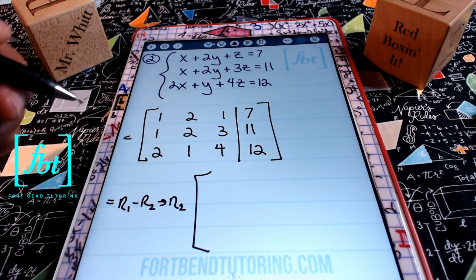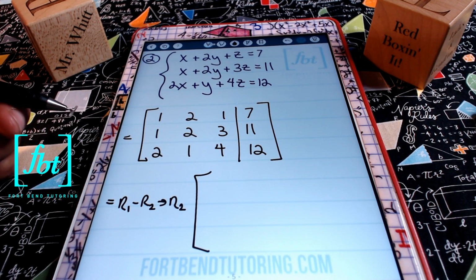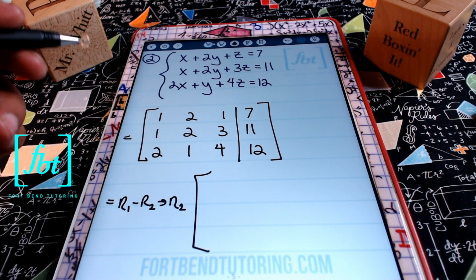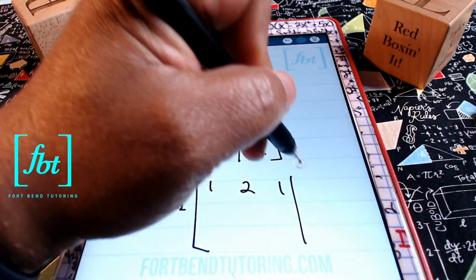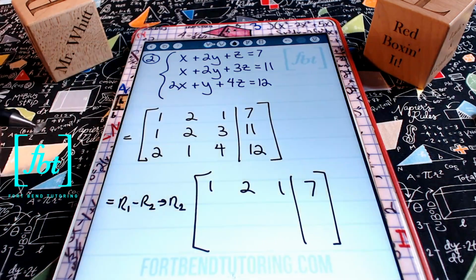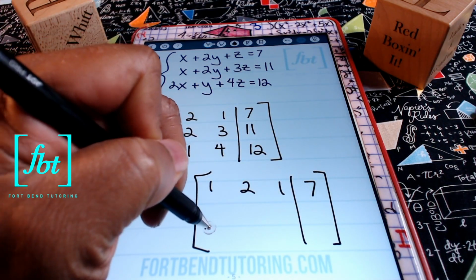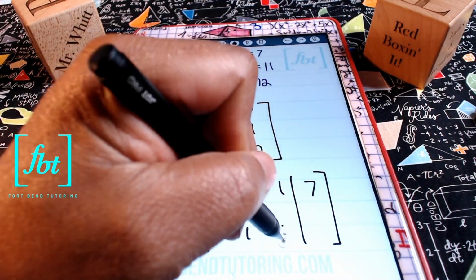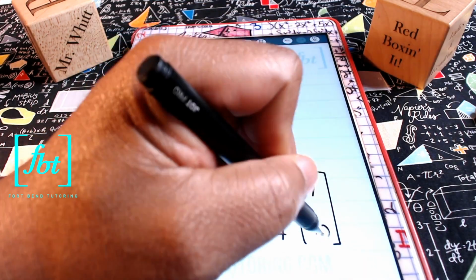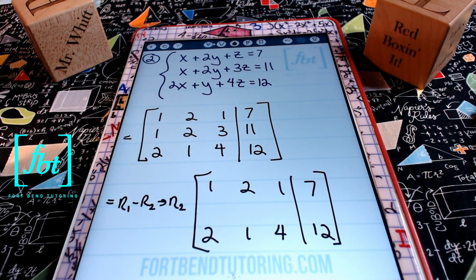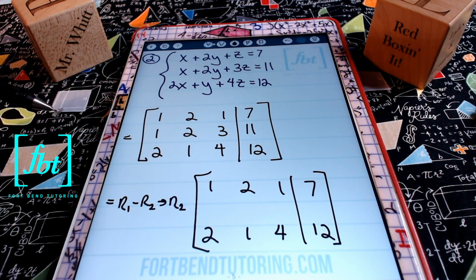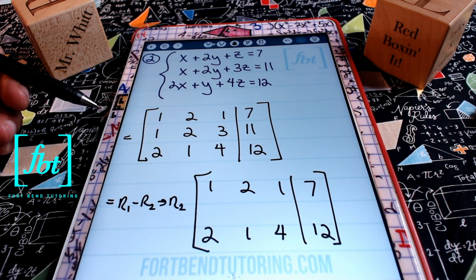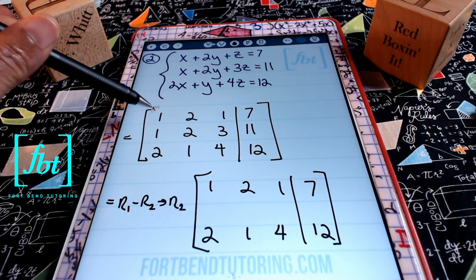So that being the case, I know that the first row and the third row are going to be unchanged. So I'll be bringing down this 1, 2, 1, and 7 in the first row. And in the third row, I'll be bringing down the 2, 1, 4, and 12. What I will be changing is the second row, knowing that I'll be subtracting these 2 rows here, or you can say that I'll be adding the opposite of row 2 to row 1.